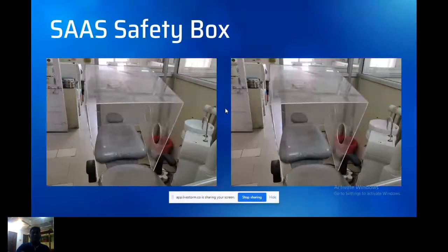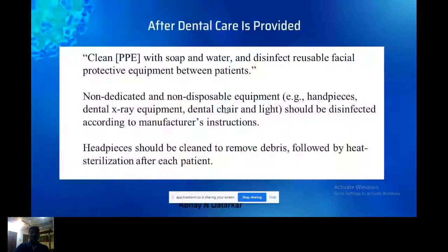What is this SAAS? We are the 4 people who were involved, and these are the initials of our names: Subodh, Abhay, Shikha, and Amit. So this is the safety box. You can design it according to your own requirement, and that will also help in reducing your aerosol procedure.